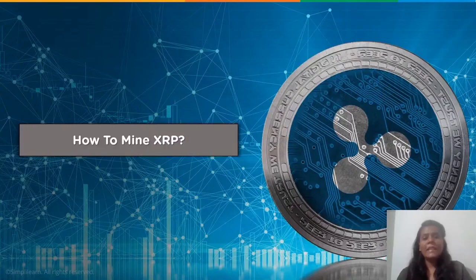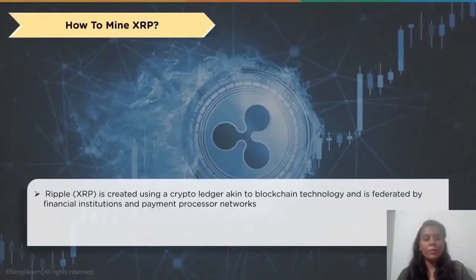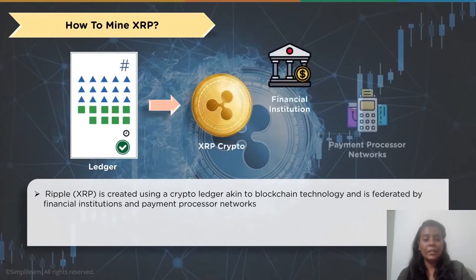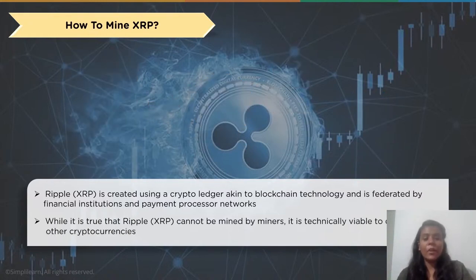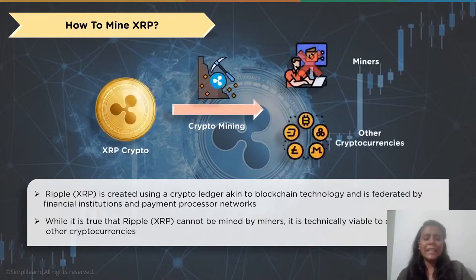Ripple's XRP is created using a crypto ledger that is akin to blockchain technology and is federated by financial institutions and payment processor networks. While it is true that Ripple XRP cannot be mined by miners, it is technically viable to do it using other cryptocurrencies. So one of the most viable techniques for mining XRP is to mine other cryptocurrencies such as Bitcoin and Ethereum and then transfer the mined crypto for Ripple through exchanges. And that's how the mining is done.